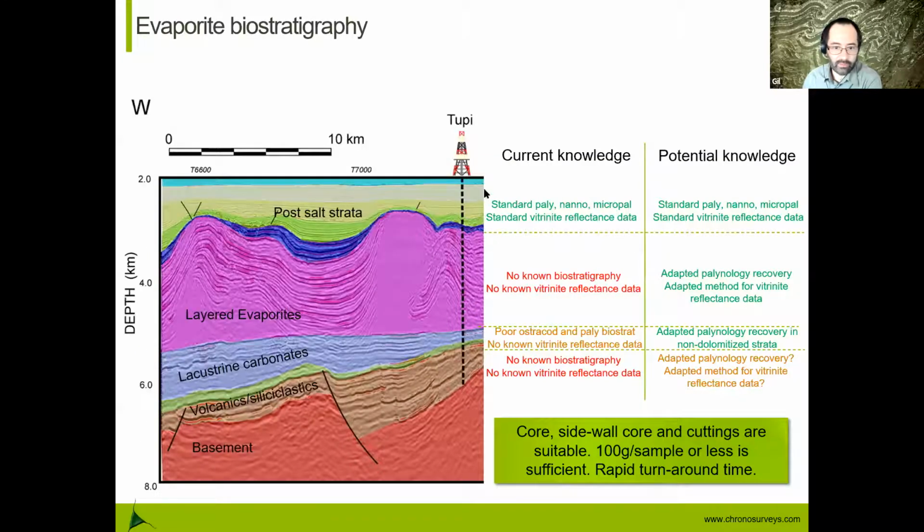So this is typically what you have. Post-salt strata, you have some information. Then below the salt, you have some information. Although in the pre-salt, there's not a lot in terms of biostratigraphy, but the vast majority in terms of thickness and also volume of sediments, if you include the evaporites in the overall thickness of the sediments, you basically don't have information on it.